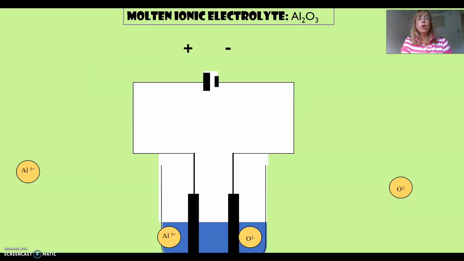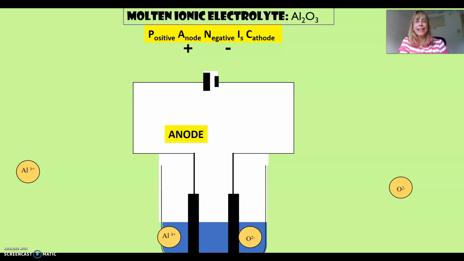In the first example, we look at an electrolyte that is melted, such as aluminium oxide. We set up our electrolysis experiment by connecting 2 electrodes to the positive and negative terminals. To help us remember what goes what, the positive is the anode, the negative is the cathode. So don't panic, remember PANIC. Positive is the anode, negative is the cathode.